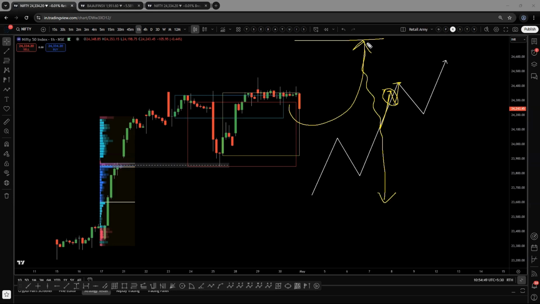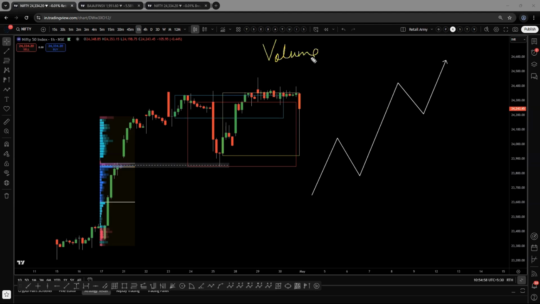Why is it going to go up first? Because again, wave structure, the price action. What did I tell you before? Volume alone is of no use. You have to connect it with price and time.